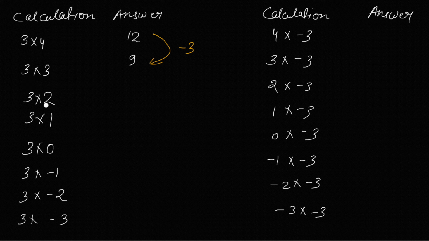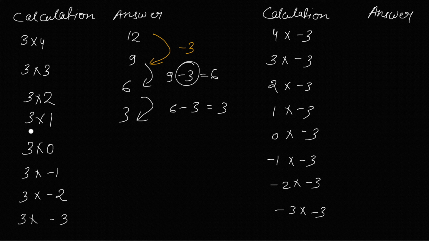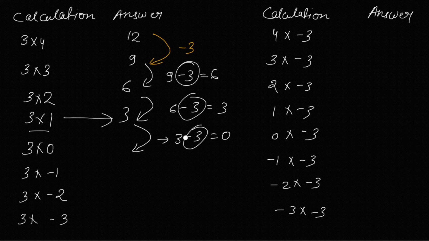So here 3 times 2 is 6, or we can say 9 minus 3, the difference of 3. Yes, 9 minus 3 is 6. So here minus 3. Now again, if we move like this, we can write 6 minus 3, which is 3, or we can say 3 multiplication 1 is 3. Now next, 3 multiplication 0 is 0, or we can say 3 minus 3 is 0, right? We are subtracting 3 on each equation. So 3 multiplication 0 is 0.